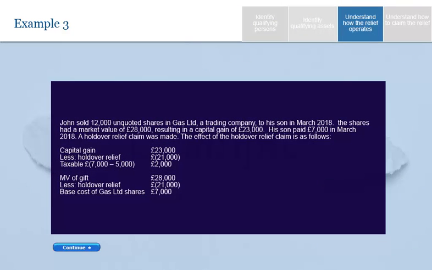In this third example, John receives consideration now for the transfer of shares, again unquoted shares in a trading company. The amount received less the original cost, which if you look at the figures must be £5,000, so 7 minus 5, £2,000, is chargeable at the time of the transaction in March 2018, and the balance of the gain is the subject of a holdover relief claim.